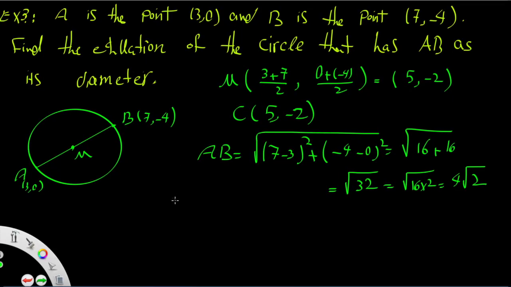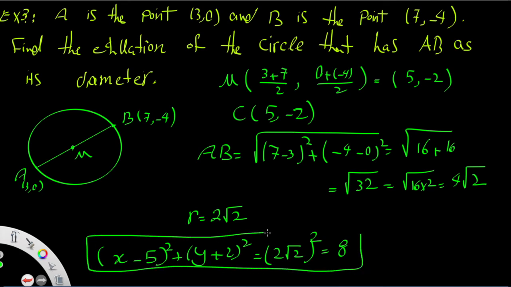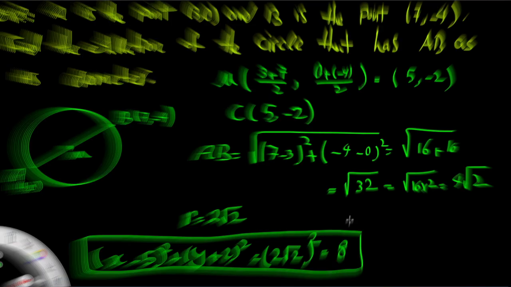Now radius will be half of AB, which is 2 radical 2. Now x minus 5 squared plus y minus negative 2 squared, which is plus 2 squared, is equal to 2 radical 2 squared, which is actually 8. Now it is the equation of such a circle.